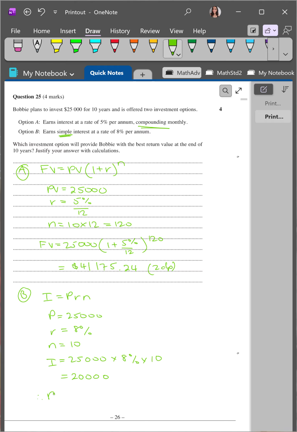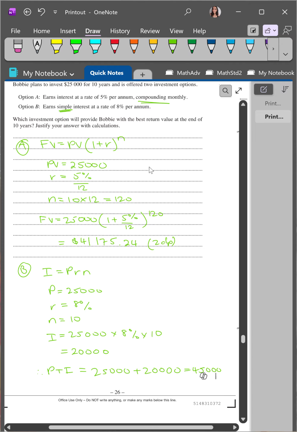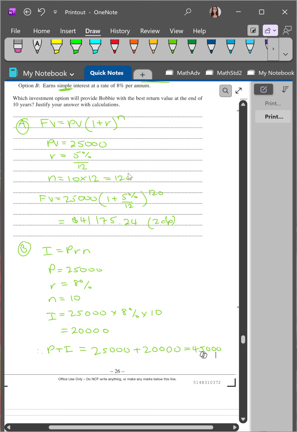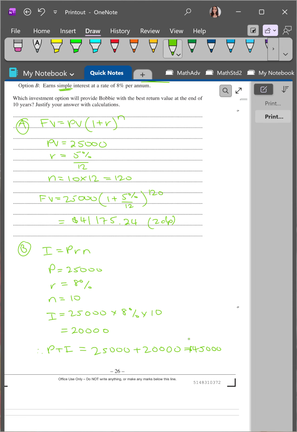So therefore, principal plus interest equals 25,000 was our principal plus our interest of 20,000. That equals 45,000. So which investment option gives Bobby the best return at the end of 10 years? Well, part B, because part B gives $45,000 where part A gives 41,000. So therefore, option B gives the best return.